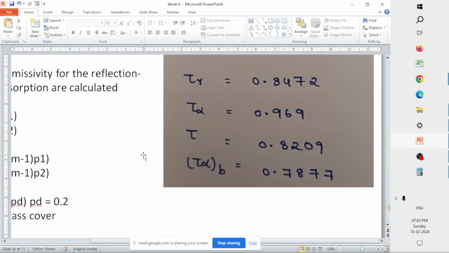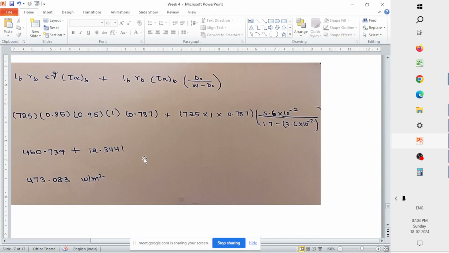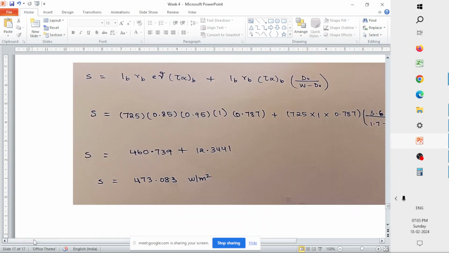Now our question is, we are supposed to calculate what will be the solar radiation that will be incident onto the receiver system of the cylindrical parabolic solar collector system, which is given by this expression. You can take down this expression: S is equal to IB RB rho gamma tau alpha B plus IB RB into tau alpha B times (D naught minus W minus D naught).